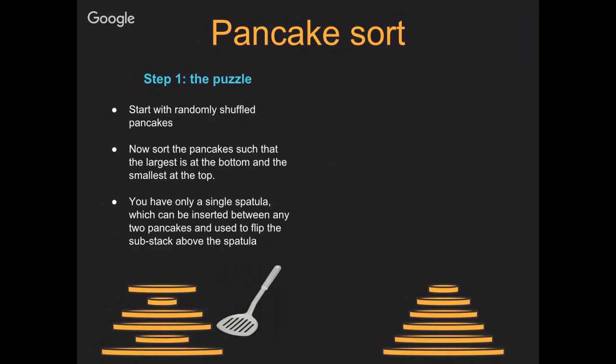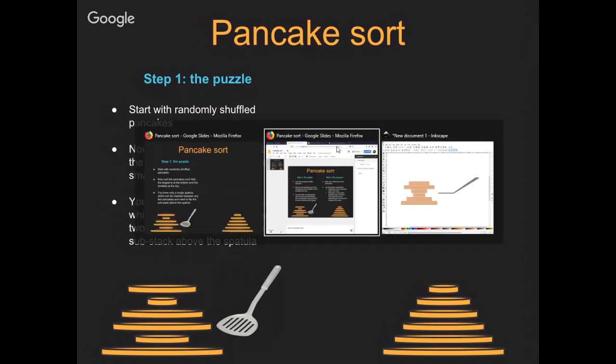Now there's only one rule, and it's that you only have one operation available to you. That operation is to insert a spatula anywhere you want inside of that stack of pancakes and flip all of the pancakes above the spatula. That's the only operation that you have available to you. And I'm going to show you exactly what that looks like because sometimes it gets confusing.